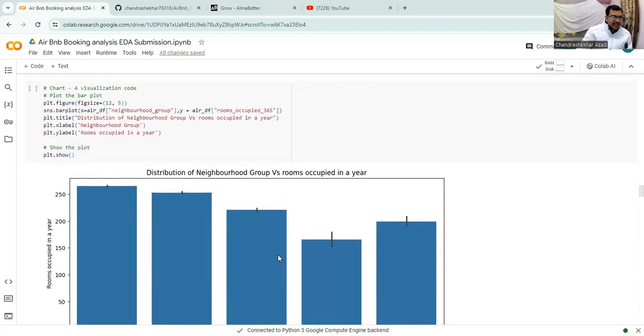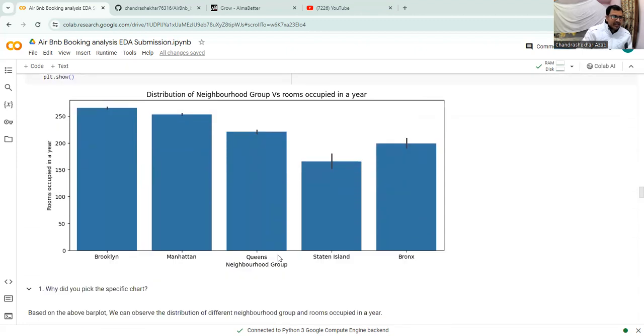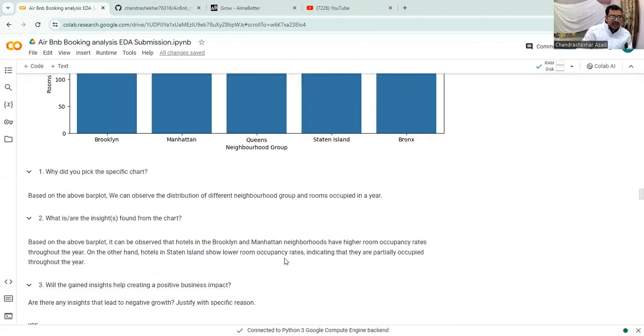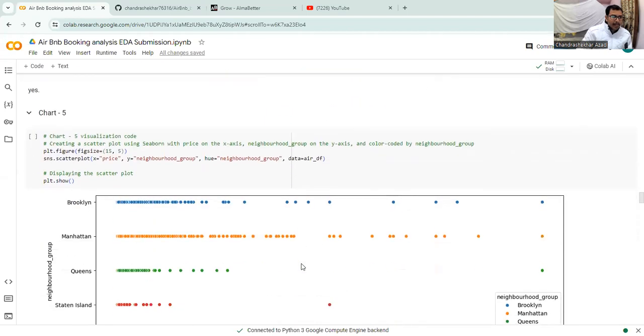Next is the distribution of rooms occupied in a year over neighborhood groups. From the above chart, we can observe the hotels in Brooklyn and Manhattan neighborhoods have a higher occupancy rate throughout the year, while the hotels in Staten Island show a lower occupancy rate throughout the year.